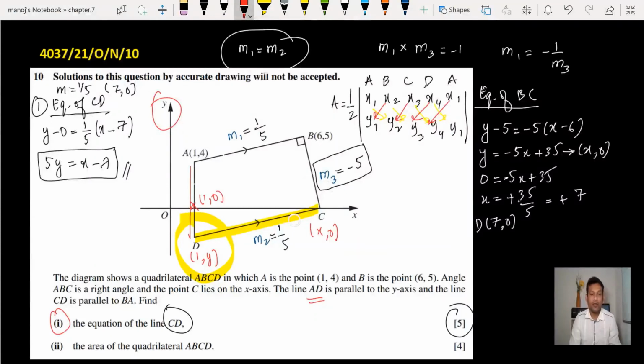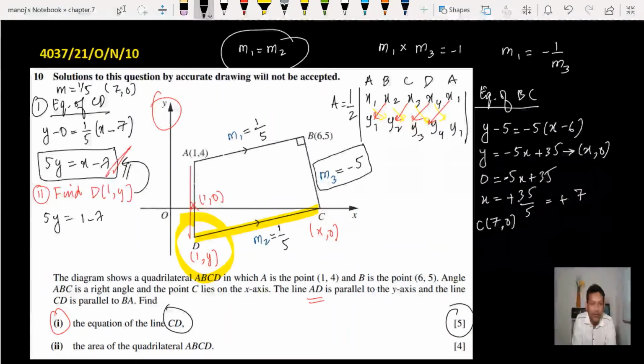So the target is what? This is how we can get the coordinates of D. D has x is 1 and y is y. Do we have the equation of CD? Yes, the equation of CD is here. So for the second part, to find the coordinates of D, we write 1, y. Sorry, this is not D, this is C. So x is 1, I will substitute this value in this equation. 5y equals 1 minus 7, y equals minus 6 upon 5, and that's your value of y. So now D coordinates are 1 comma minus 6 upon 5.